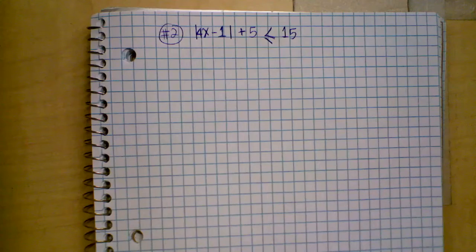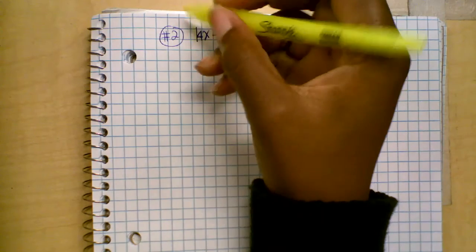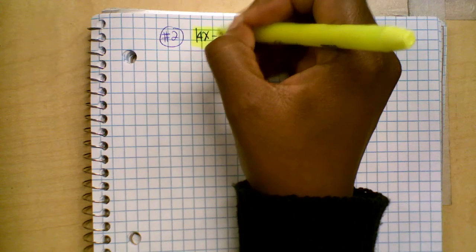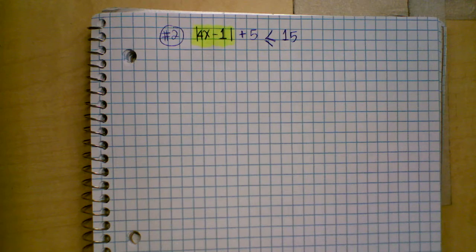What is the first step to solve absolute value inequalities? The first step is to isolate the absolute value. You want the absolute value of 4x minus 1 to be all by itself. Can you please go ahead and pause the video and isolate it?